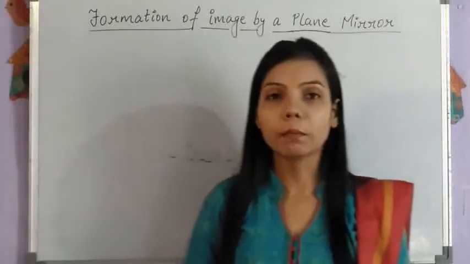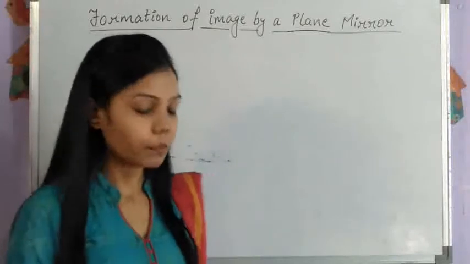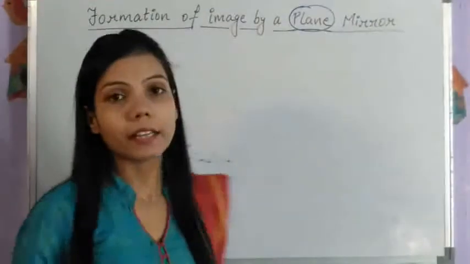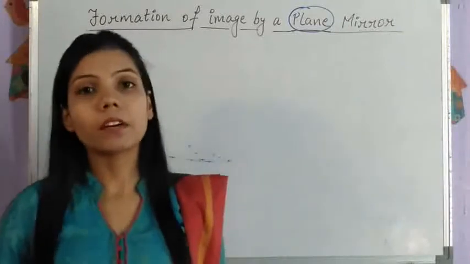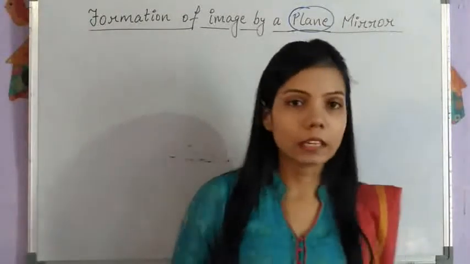Hello everyone. In this video we will talk about formation of image through a plane mirror. Before all we should know what a plane mirror is. Here we have the word plane, the meaning of which is something which is flat. So a plane mirror is a flat mirror which is made up of glass.